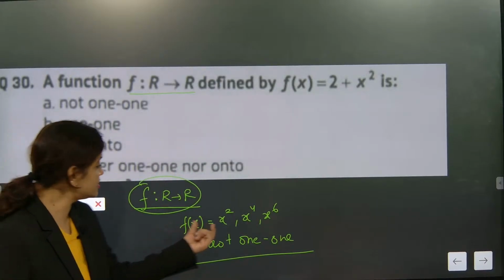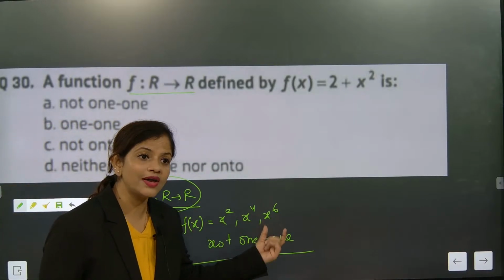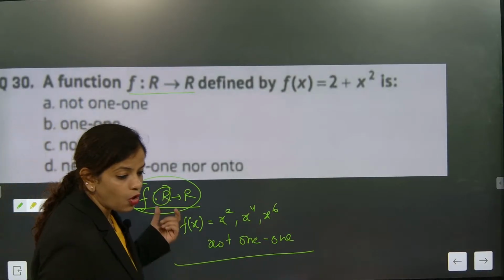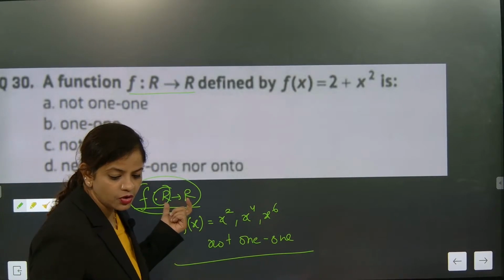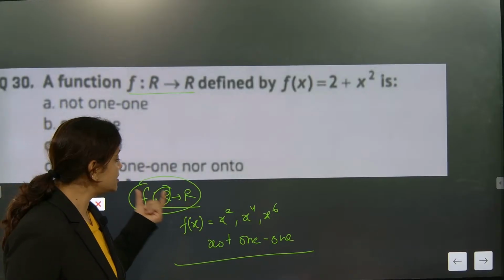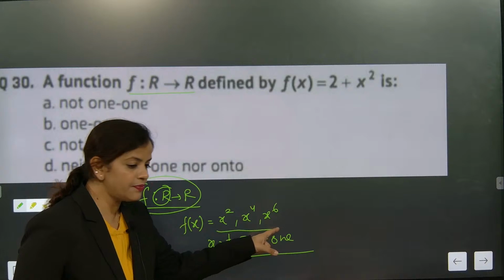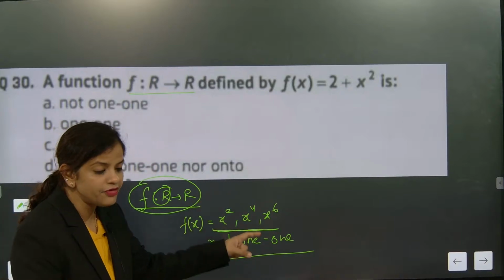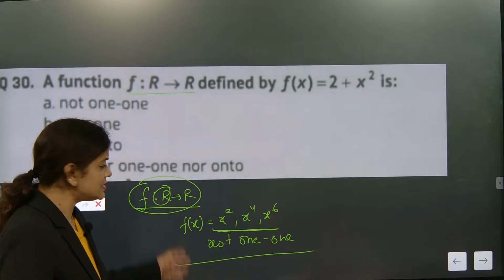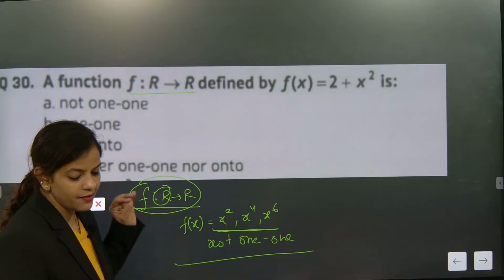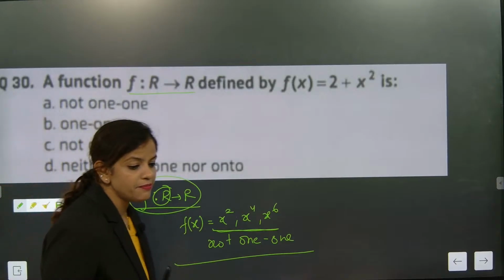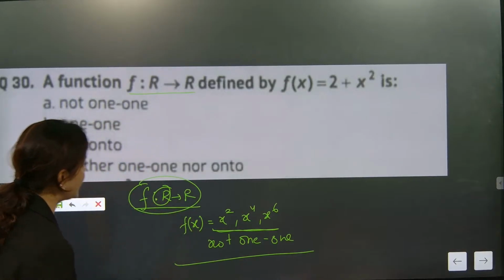So whenever the domain is real numbers, write in your notes: whenever the domain is real numbers, that type of variable will never be 1-1. Just see the question and say many-one. Understood? See the question and say many-one. This is one part of the work I have done.